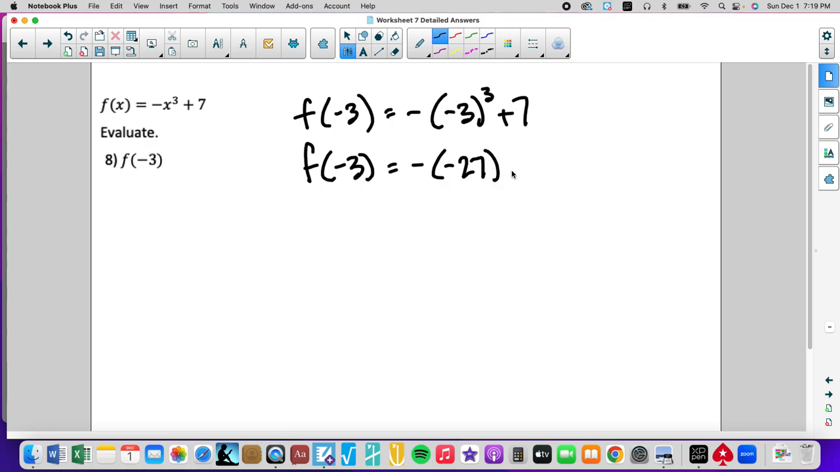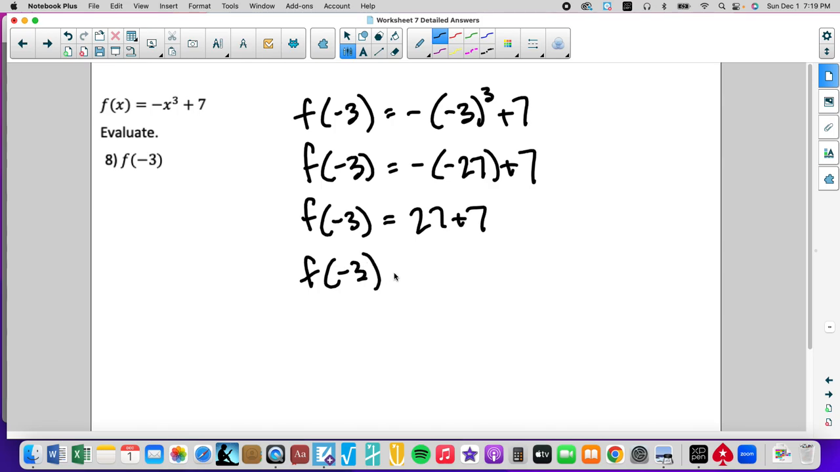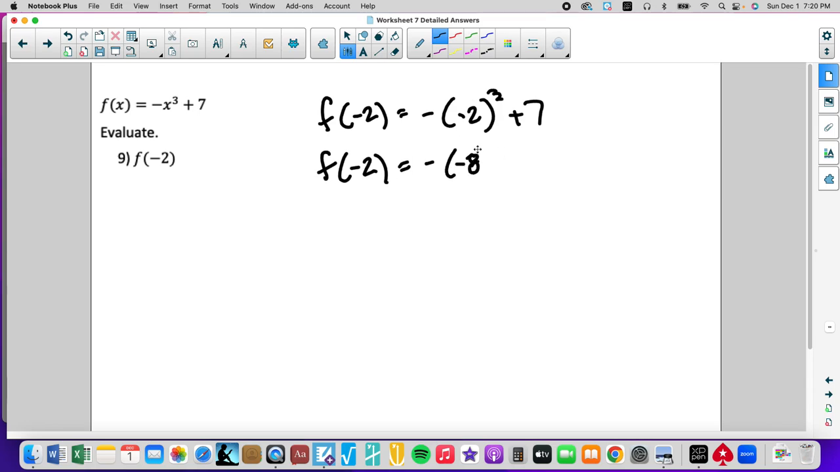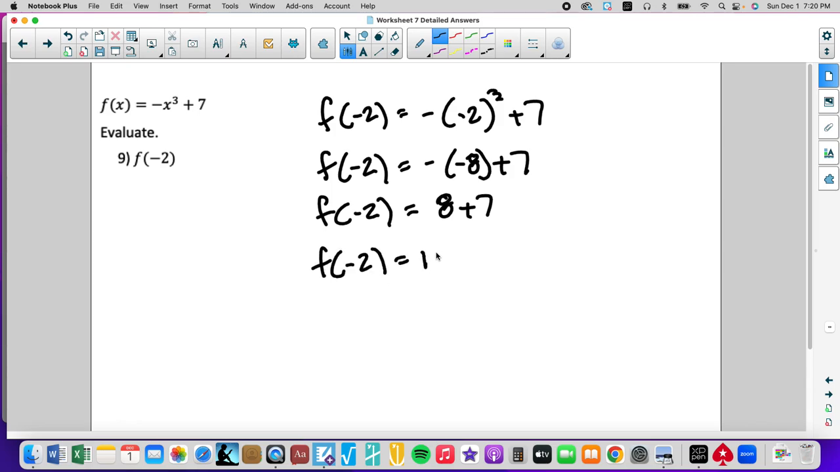There's my cube that I was talking about needing to know. Negative 3 to the third is negative 3 times negative 3 times negative 3, which is negative 27. Now we're going to multiply these. That negative 1 times negative 27 gives me 27 plus 7. F of negative 3 equals 34. F of negative 2 equals the opposite of negative 2 cubed plus 7. Negative 2 cubed is negative 8, so the opposite is positive 8 plus 7. F of negative 2 equals 15.